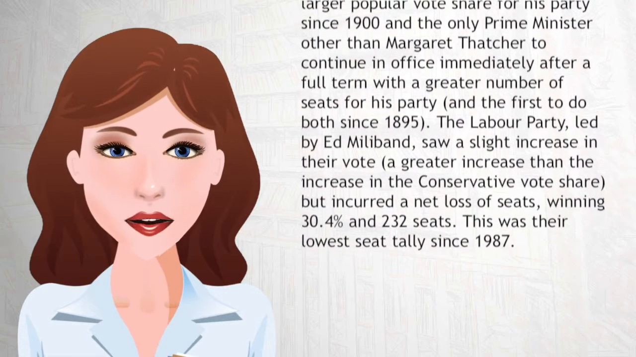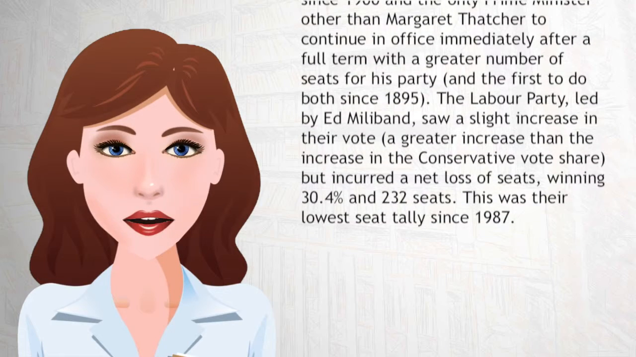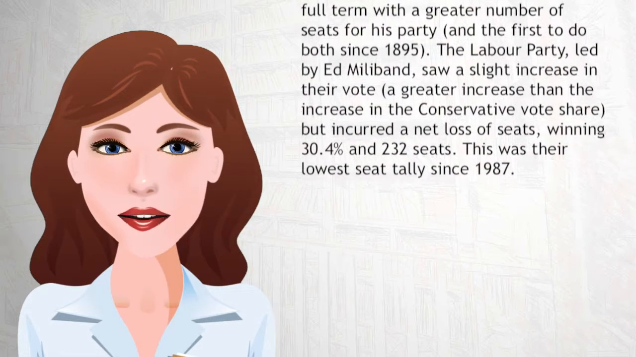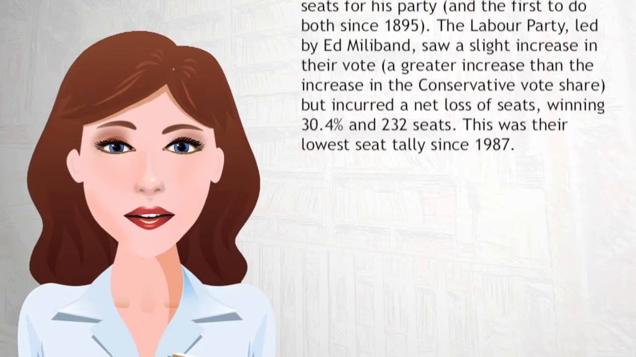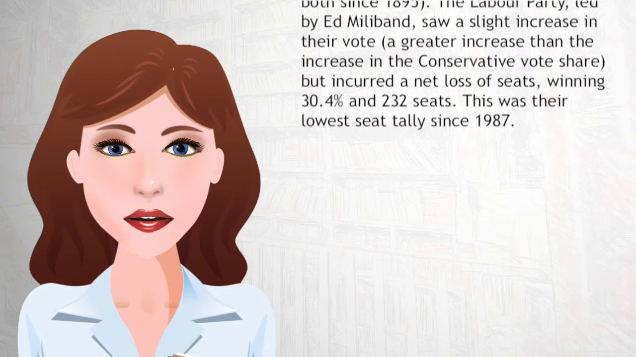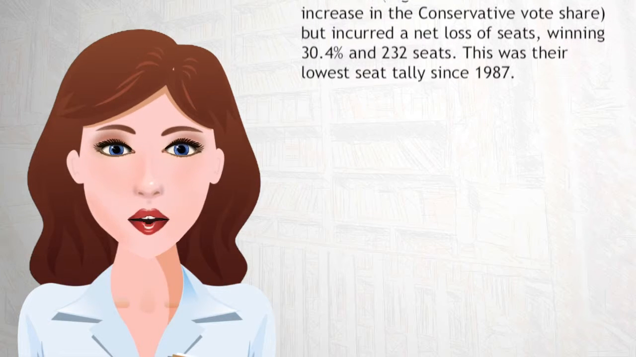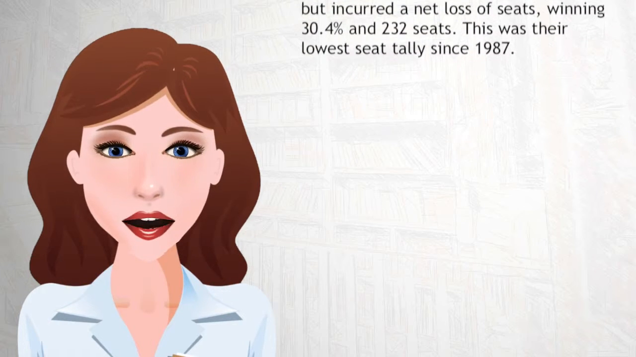The Labour Party, led by Ed Miliband, saw a slight increase in their vote, a greater increase than the increase in the Conservative vote share, but incurred a net loss of seats, winning 30.4% and 232 seats. This was their lowest seat tally since 1987.